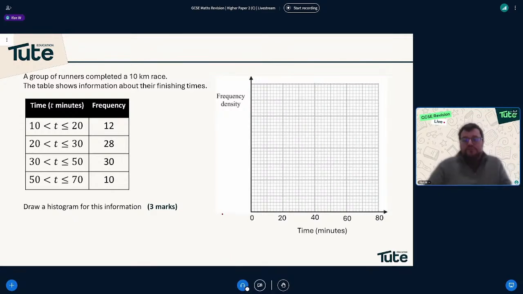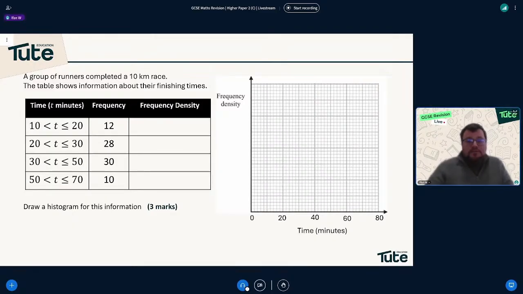So if you want to find out, and they will give you this information, most of the time they will give you the x-axis. So I've given you the x-axis here, 0, 20, 40, 60, 80, but I don't have any numbers on my y-axis. So what you have to do is you have to find the frequency density, right? You have to find the frequency density here.